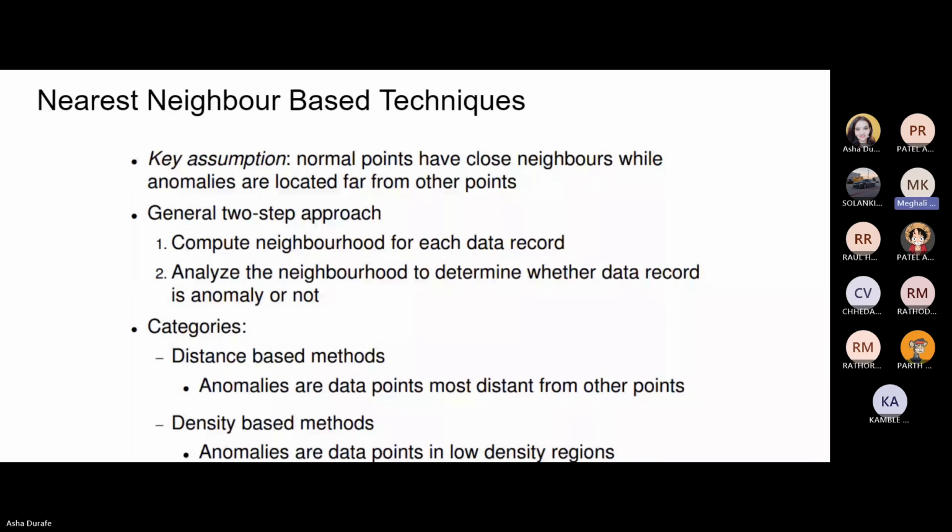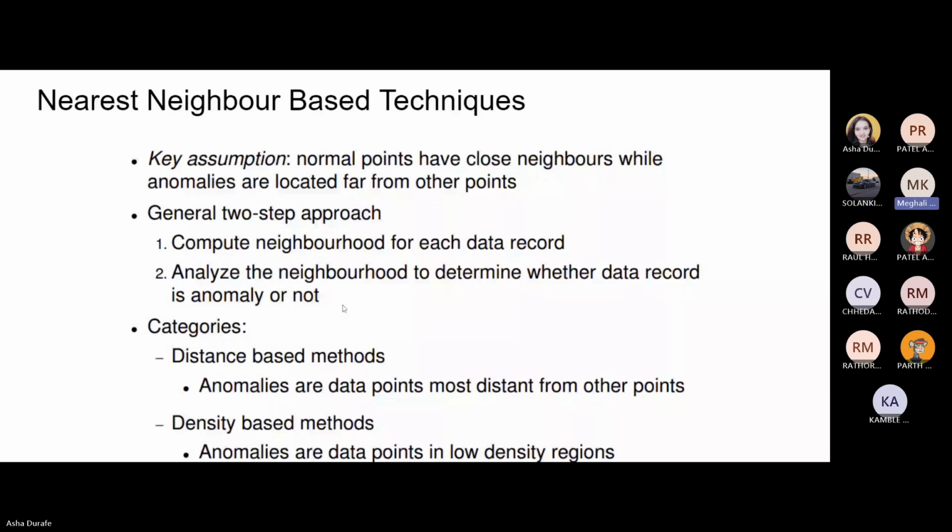So this we are going to see today. Nearest neighborhood based techniques. What is the key assumption which you have to make? The normal points have close neighbors, while anomalies are located far from the other points. So you have to take a two-step approach. First, you have to compute the neighborhood for each data record. Then you have to analyze the neighborhood to determine whether the data record is an anomaly or not.